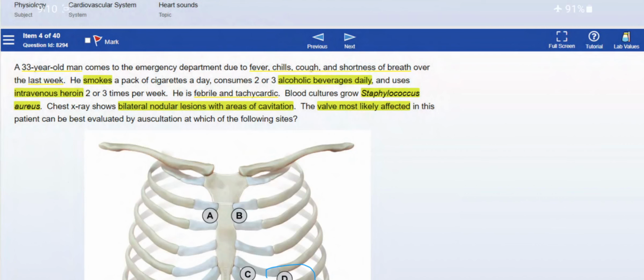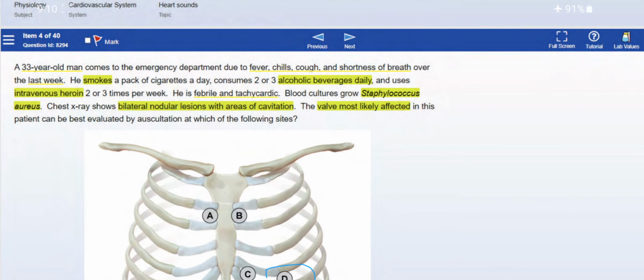Okay, let us continue from question number 4. A 33-year-old man comes to the emergency department due to fever, chills, cough, and shortness of breath. Over the last week, he smokes a pack of cigarettes a day, consumes 2 or 3 alcoholic beverages daily, and uses IV heroin 2 or 3 times per week. He is febrile and tachycardic.